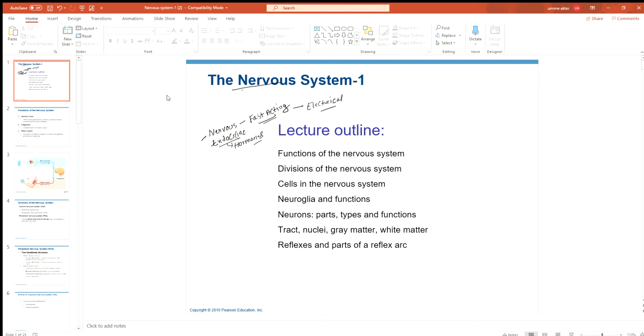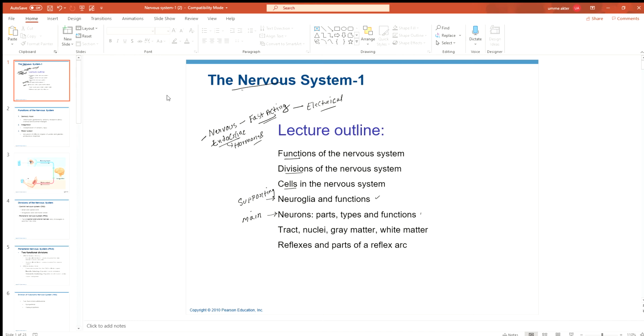Anyway, first we'll talk about the functions of the nervous system, classification or divisions of the nervous system, different types of cells in the nervous system. In the nervous system there are two types of cells. Supporting cells are called the neuroglial cells and the main cells are called the neurons. There are different types of neuroglial cells. We'll talk about that and their functions.